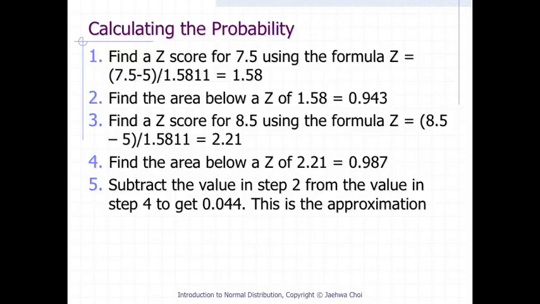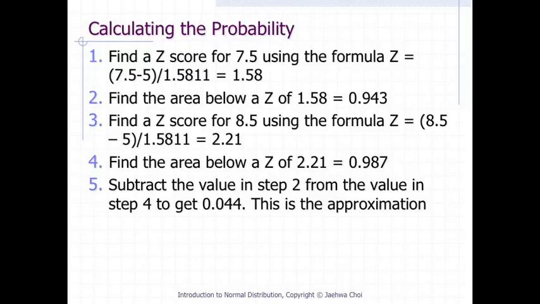To find the probability, you first find the area below 7.5. The z for 7.5 is computed by subtracting the mean of 5 from 7.5 and dividing by the standard deviation of 1.5811. This gives a z of 1.58. A z-table, or the normal calculator, shows that the proportion of the normal distribution below 1.58 is 0.943.